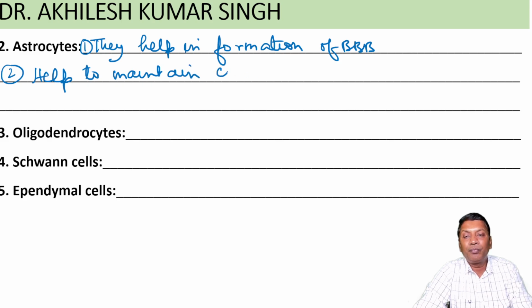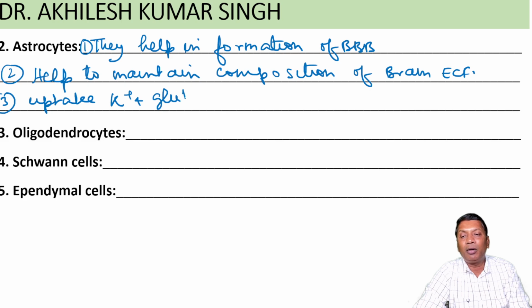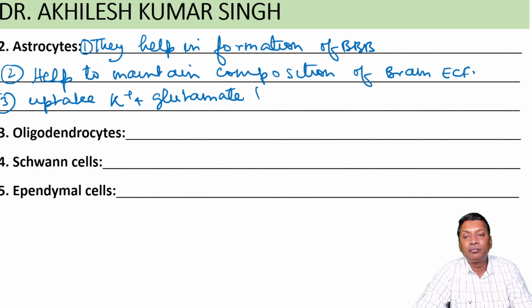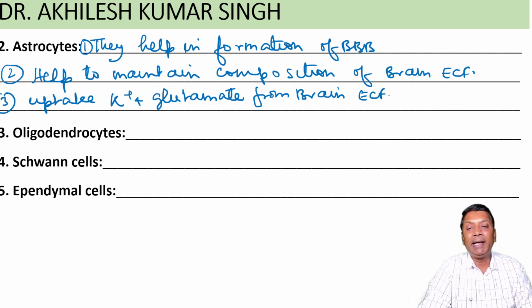To maintain the composition of brain ECF, what they do is that they will uptake the potassium and the glutamate or glutamic acid from the brain ECF, and what they will do is that they will convert the glutamate into glutamic acid.